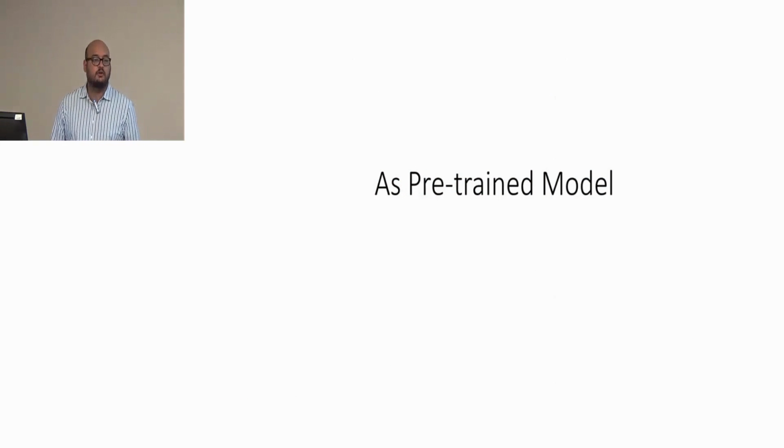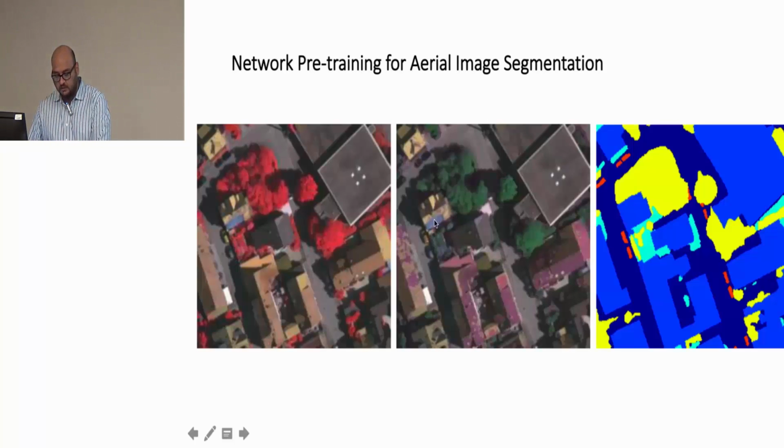Okay, so they also try to use their network as a pre-trained model. They compared it with two different approaches. The dataset they use for this purpose is ISPRS, and the two other techniques are VGG16 and Xavier initialization, which is simple initialization.